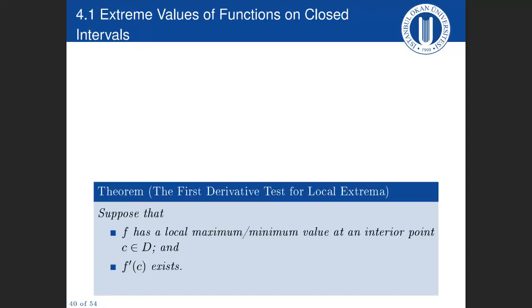Another theorem with a name, so another one that's going to be an important one. This theorem is called the first derivative test for local extrema. Suppose that f has a local maximum or a local minimum value at an interior point. So not at the endpoint, it's somewhere in the middle, an interior point. And let's suppose that f prime at c exists, f prime at the interior point where the local extreme is.